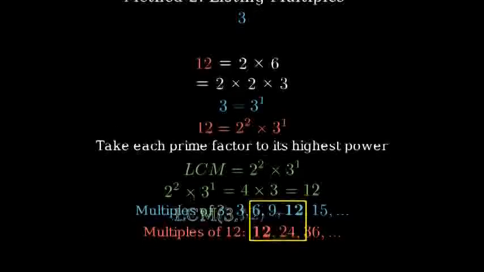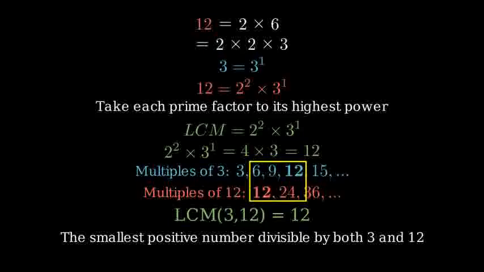common multiple. In conclusion, using either method, prime factorization or listing multiples, we found that the LCM of 3 and 12 is 12. This means that 12 is the smallest positive number that is divisible by both 3 and 12.